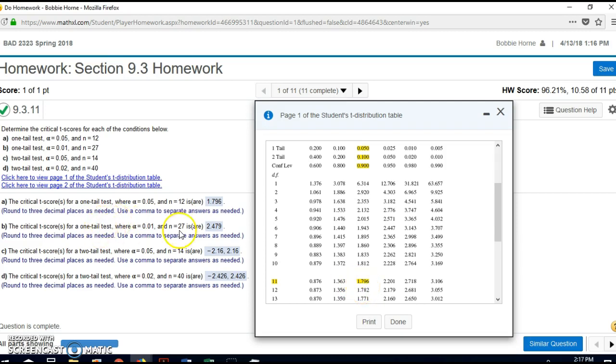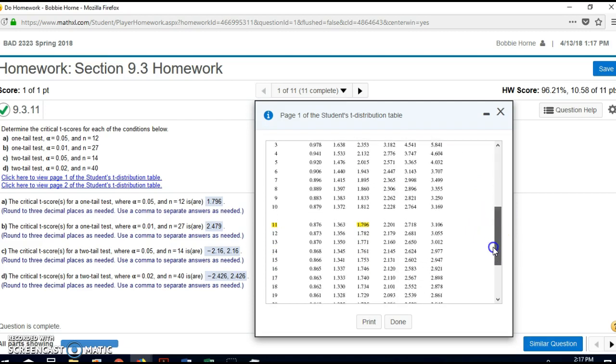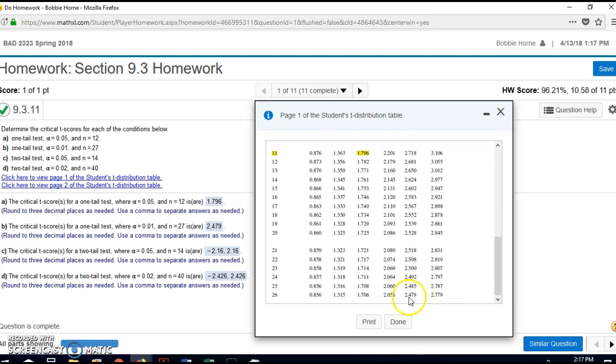Okay, you would do the same thing for this one, 0.01. So we will be in a one-tailed column, and then n is 27. So our degrees of freedom would be one less, so 26. So our critical value would be 2.479.